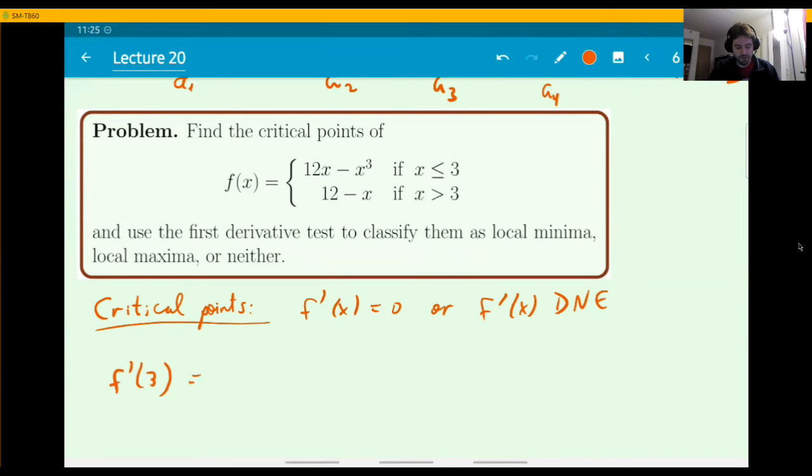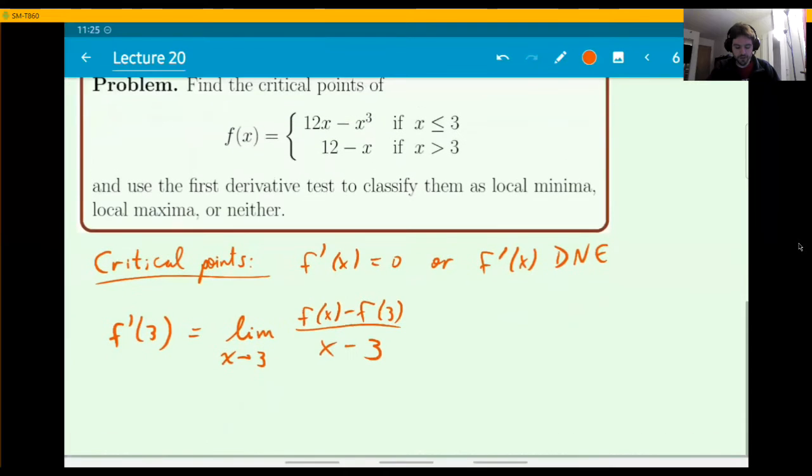F prime of 3. When you have a piecewise function like that, f prime of 3, how do you find that? You need to use the definition like this. This is what a derivative actually is. Every time you calculate a derivative, this is what you're secretly doing, except that you actually do have to do this directly if you have a piecewise function because it has two separate definitions on either side. So you need to analyze this limit here. If it exists, then that's the derivative. If not, then the function is not differentiable. And in this case, you can see that it's not going to exist.